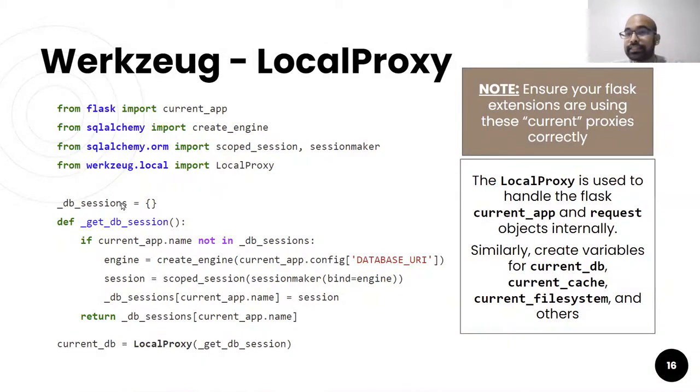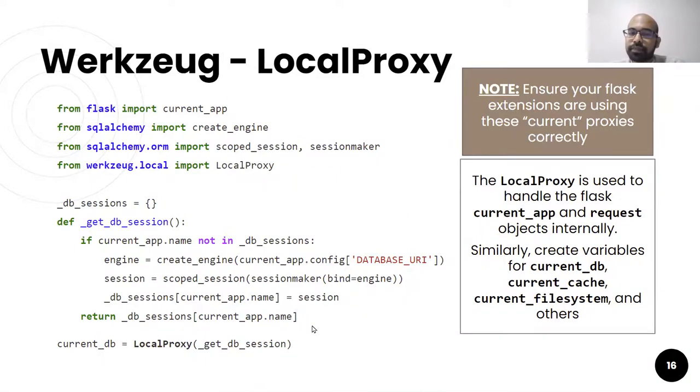Now, this dictionary is still a global variable, but at least every thread or every app will try to use only its instance of that application. Right? And this is just an example that we will be improving in the next slide. So what we're doing over here is creating a proxy variable called current DB, which says whenever current DB is called, it will call get DB session and fetch the session which is specific to the current app. So we are using a local variable to get another local variable. It's essentially a proxy that we're creating over here.